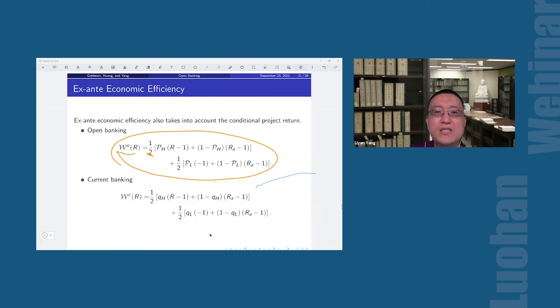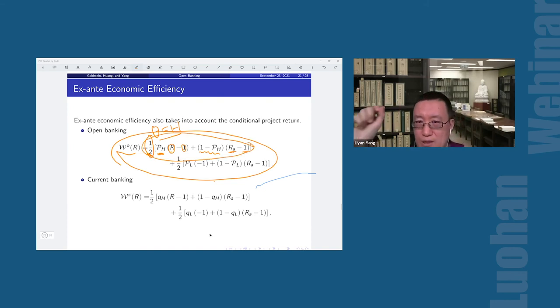For example, this is how we got this. This 1/2 means the product is good. And then you think about the likelihood you will be funded, which is pH. This is the revenue, this is the cost, and this is the probability of not being funded. If it is not funded, the money will go to the alternative investment, which is the risk-free return minus the cost. So this is the payoff for the high product case. And similarly, this is the payoff for the low quality product case. And then we just compute the average payoff.